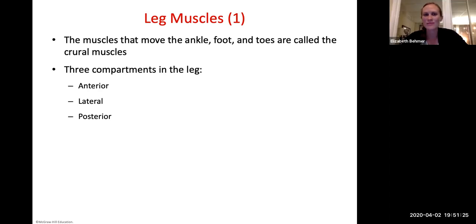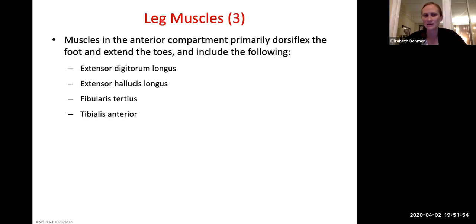So we'll finish up with muscles that move the ankle, foot, and toes. These are called the crural muscles, and that's the answer to number 11. What is the action of the crural muscles? These are muscles that all move the ankle, foot, and toes with either flexion or extension. We divide them into an anterior side of the lower leg, a lateral side, or a posterior side.